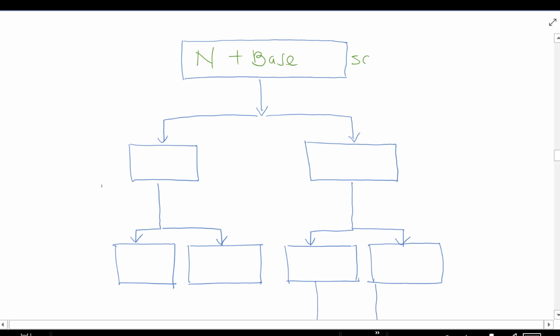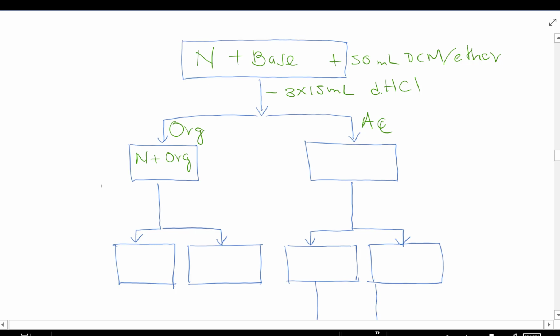So the base would be something like chloroaniline, and then you add into 50 milliliter DCM or ether. One of them is enough. Then 3 times 15 milliliter extraction with diluted HCl. This one because you want to make the salts of the base, right? And the neutral compound goes into the organic layer, and that's the neutral organic compound, right?